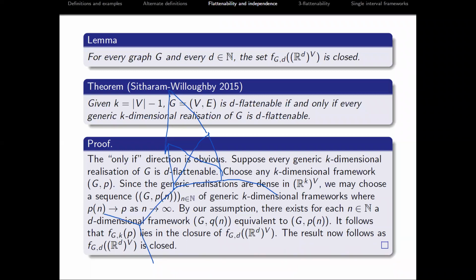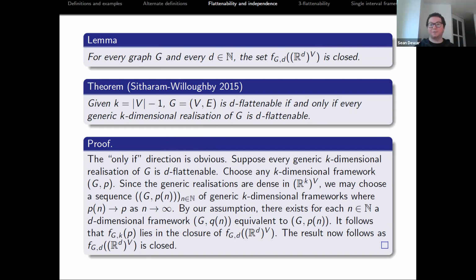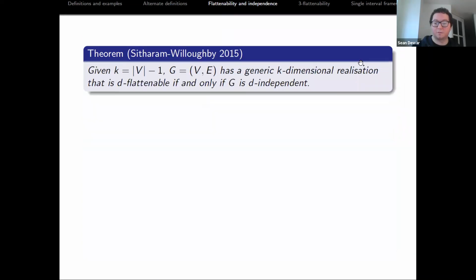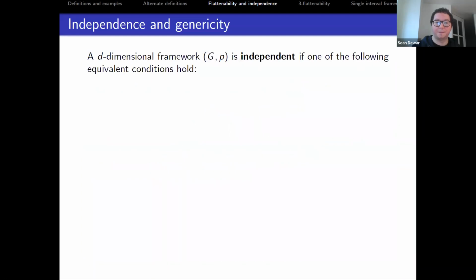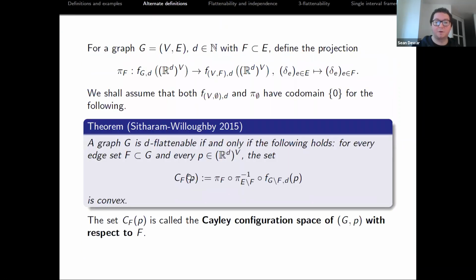So if you just had a one-dimensional mechanism, then the dimension of the complete Cayley configuration space is exactly 1. Yeah, that makes sense. So the single interval is going to be, actually I can show it. We're looking at the Cayley configuration space, but F is going to be a single edge. That's what we're interested in.